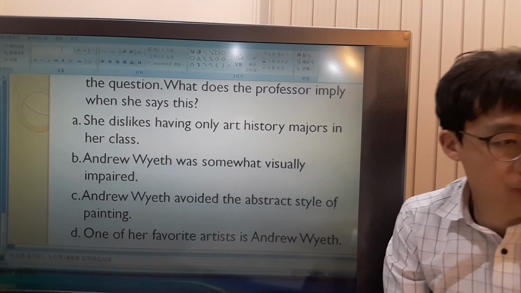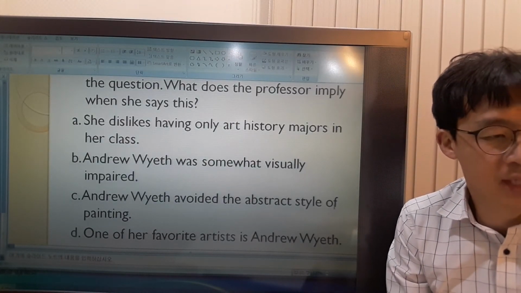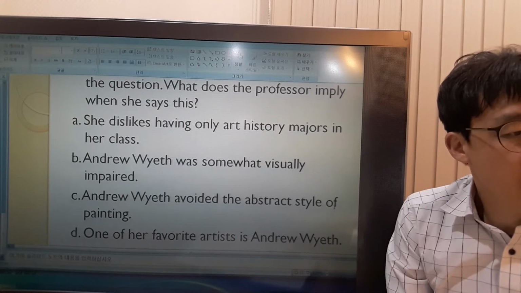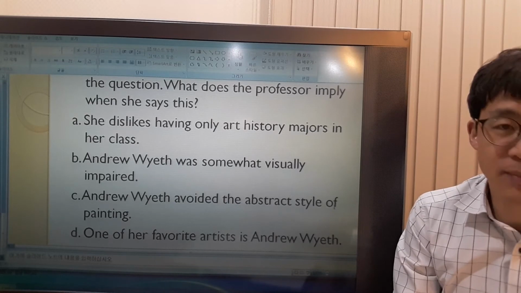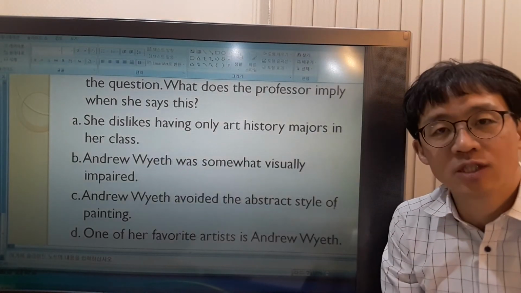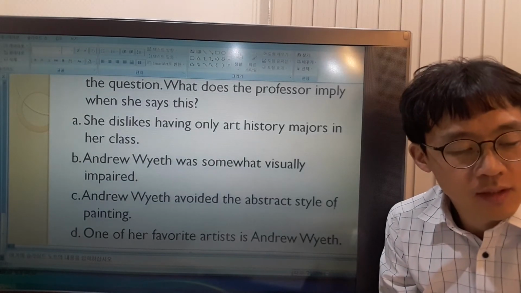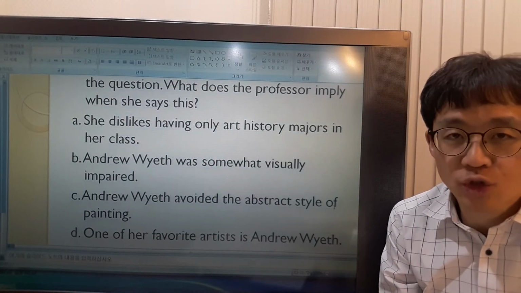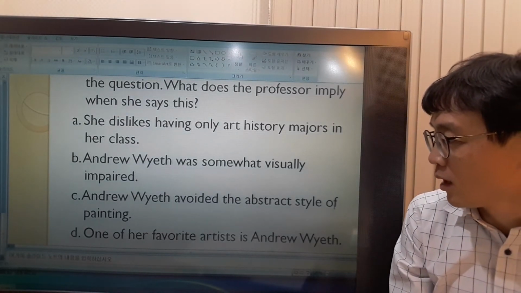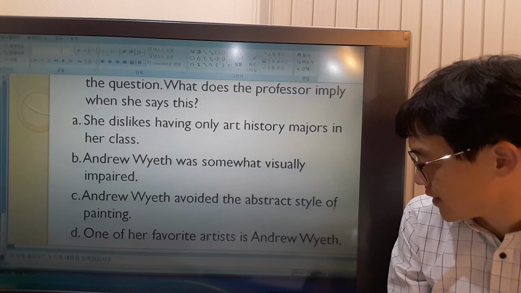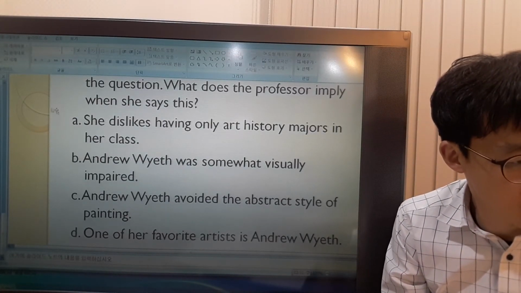Let's look at other options. She dislikes having only art history majors in her class. She doesn't imply that, okay? Andrew Wyeth was somewhat visually impaired. What does that mean, visual? Visual means relating to seeing, okay? Impaired means damaged. So that means he can't see. It doesn't mean that, alright? D, one of her favorite artists is Andrew Wyeth. She doesn't imply that either, so the answer is C.